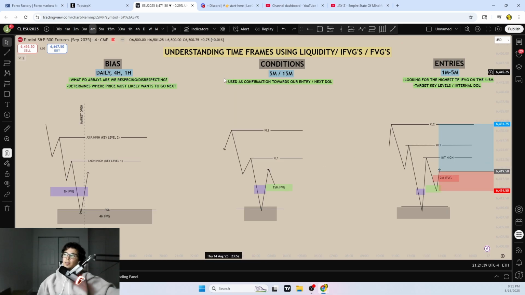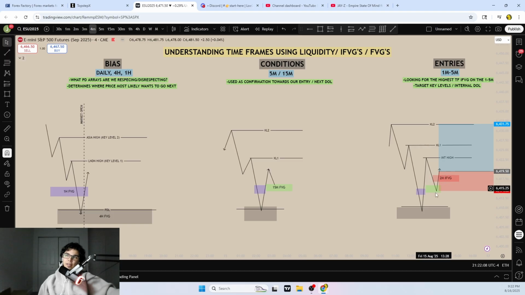So that is the basic understanding with time frames using liquidity, inversion fair value gaps, and normal fair value gaps, right? Pretty simple. Are we disrespecting or respecting high time frame PD arrays? From there, we can make an analysis on our 5 or 15 minute, right? Is there a condition that is going to open up? And if so, let's look for a tap into that and then a rejection out of it. And how do we know it's a valid rejection out of it and when we can enter?